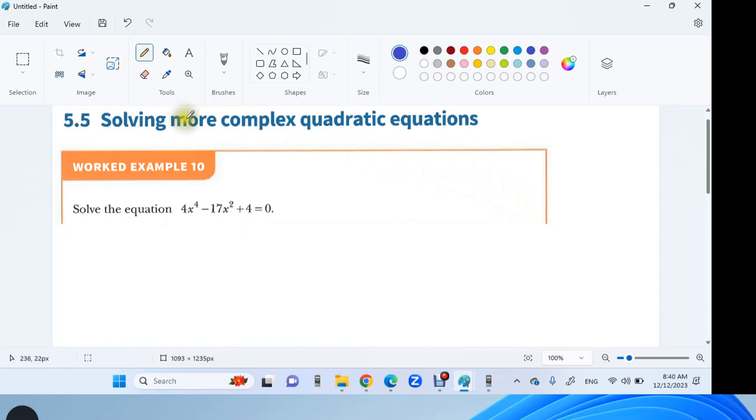We want to solve a more complex quadratic equation here. This one we have x power 4 and x power 2. Some students will say, wow, sir, we learned about squares only. How to solve? Or do we use the remainder theorem? No need. Why? Because this is power 2 and power 4 only.